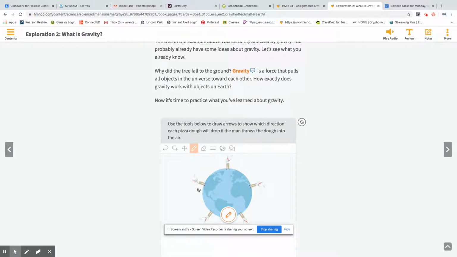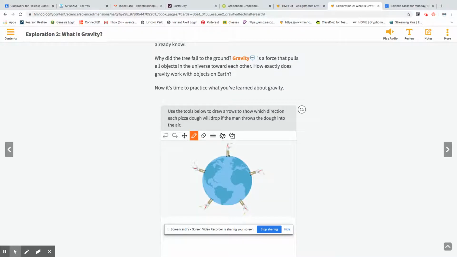All right. So we're going to use our drawing tools again to draw some arrows in the direction that the pizza dough would drop if the man who's holding it tosses it in the air and it falls. So we'll take our tools. If this pizza guy is throwing the dough, his dough would go that way. If this pizza guy is throwing his dough and it falls, it would go this way. If this pizza man is flying his dough, it would fall down this way. This pizza guy throws it and it falls, it will fall this way. And if this one goes, it will fall this way.